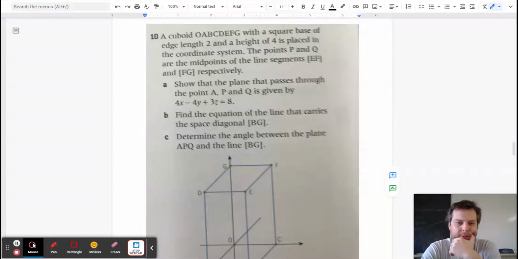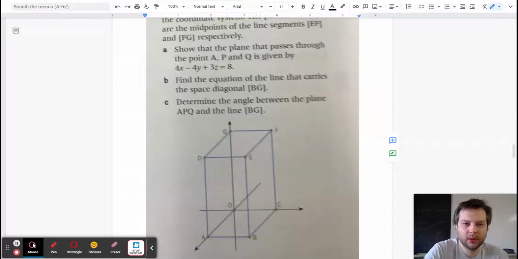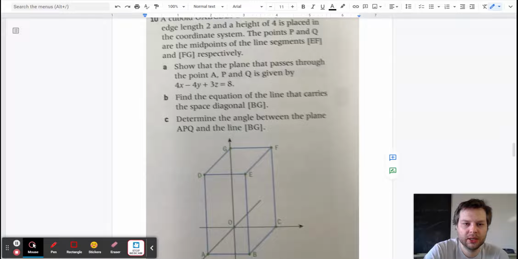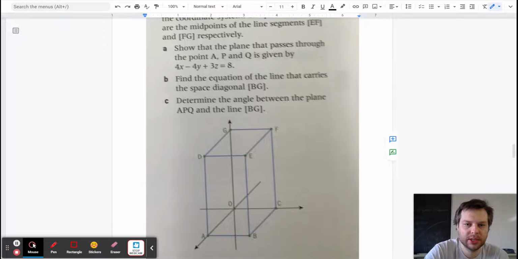Hello, students. We have got problem 10 here with a cuboid. I have always called this a rectangular prism, but apparently we can call it a cuboid. So there you go. O, A, B, C, D, E, F, G. Square base of length 2 and a height of 4. P and Q are the midpoints of EF and FG.